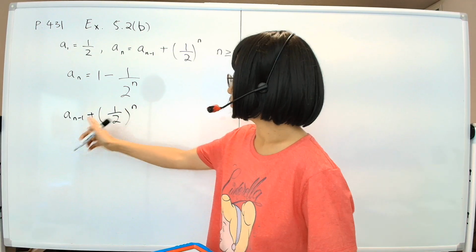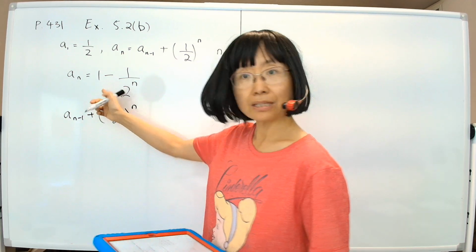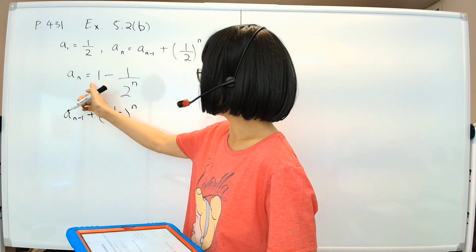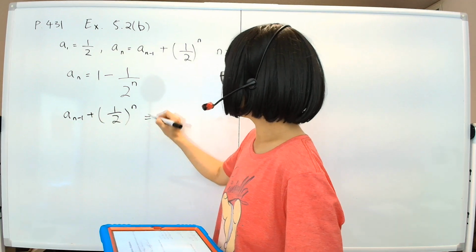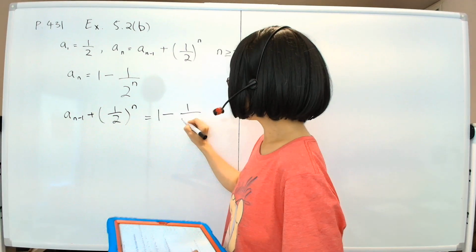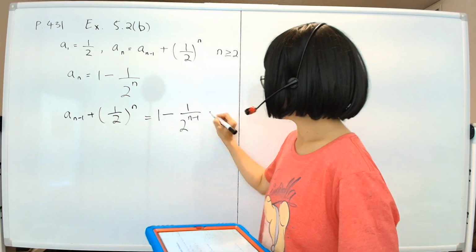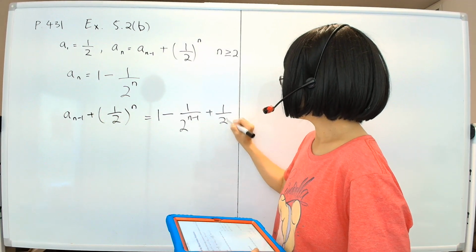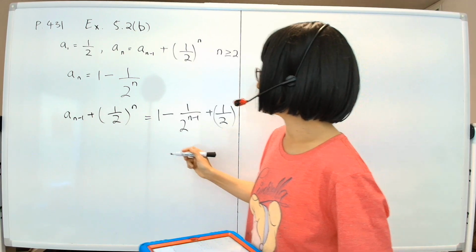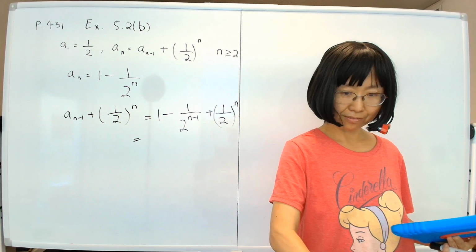So we will calculate this using the formula now, and see if that shows whether the formula works or not. What is a(n-1) according to this formula? That would be equal to 1 minus 1 over 2 to the power n minus 1, and then plus 1 over 2 to the power n. And what does that equal to? Let me see.